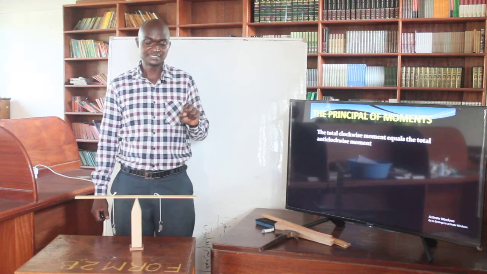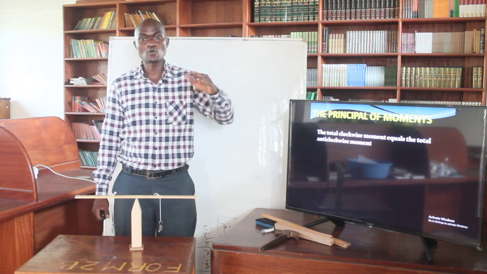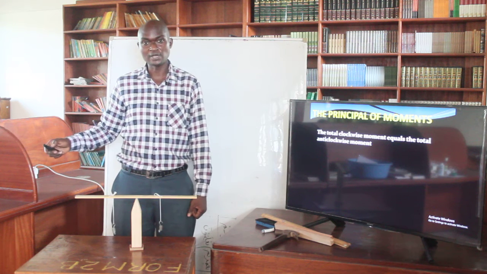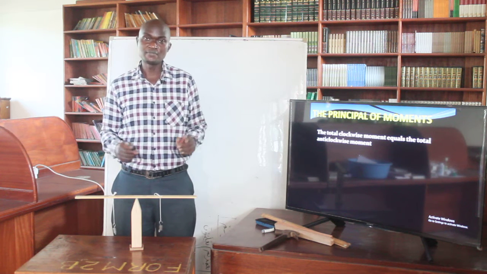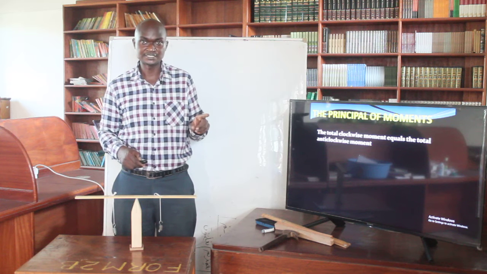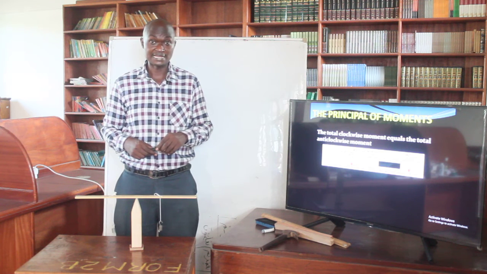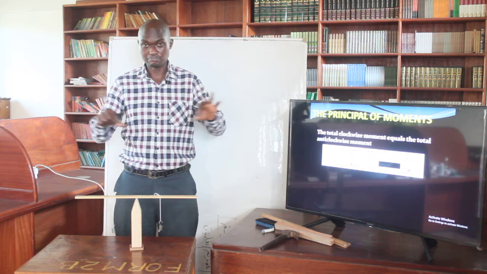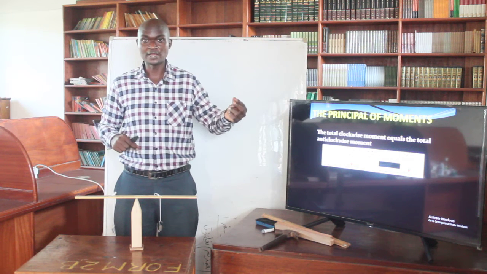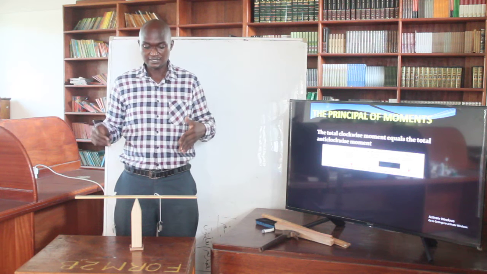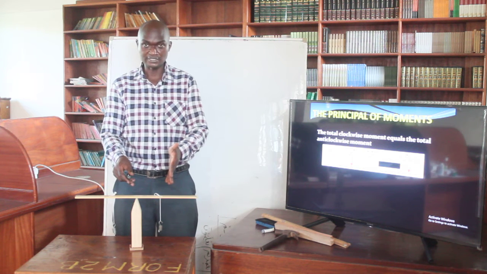The principle of moments simply states this: the total clockwise moments are equal to the total anti-clockwise moments from the same fixed point in a particular system. For example, we have a diagram here of a plank with weight 1 and weight 2, and there's a pivot in between, just like what I'm having here on the table.